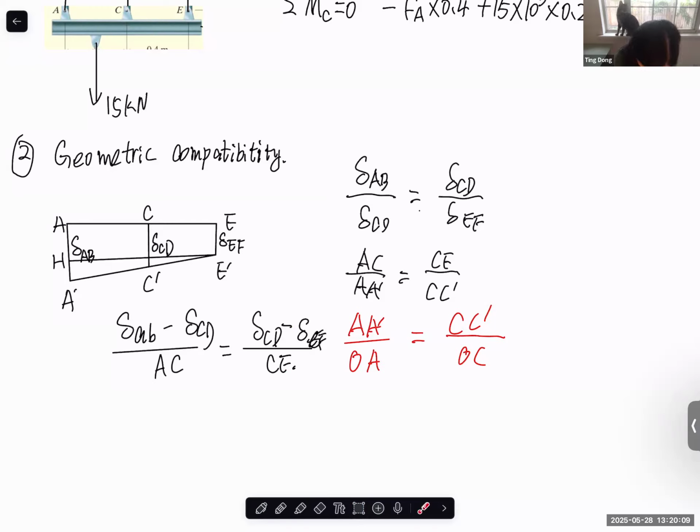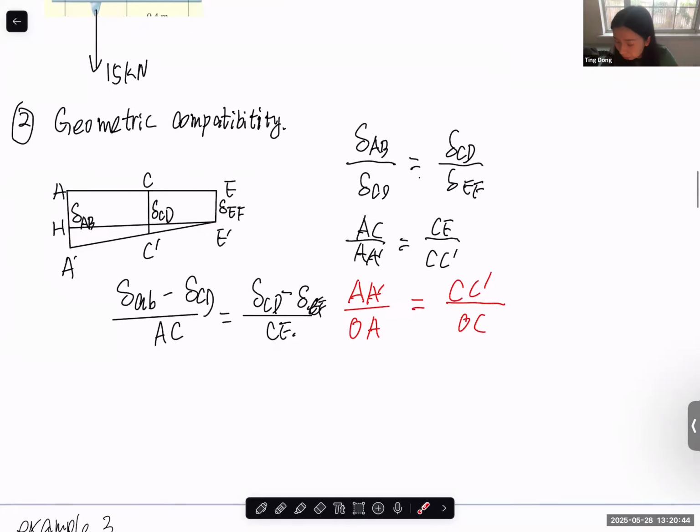This is okay. Now you have the triangle. AB minus CD, this one, E over AC, CD over EF, this one. Yeah, I guess this one. Yes, this one is correct.